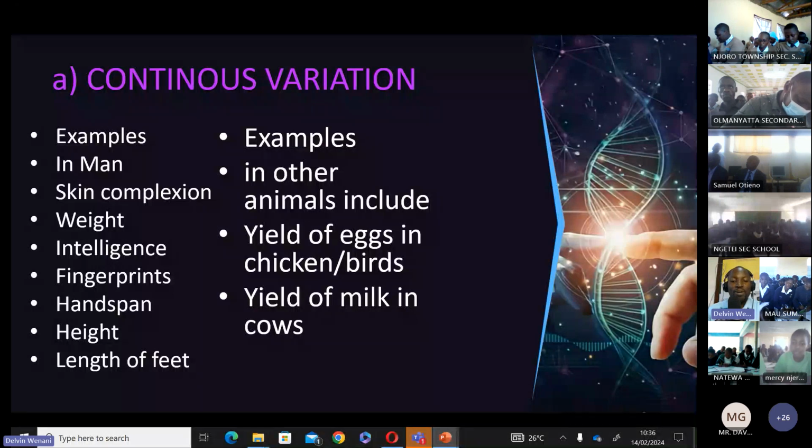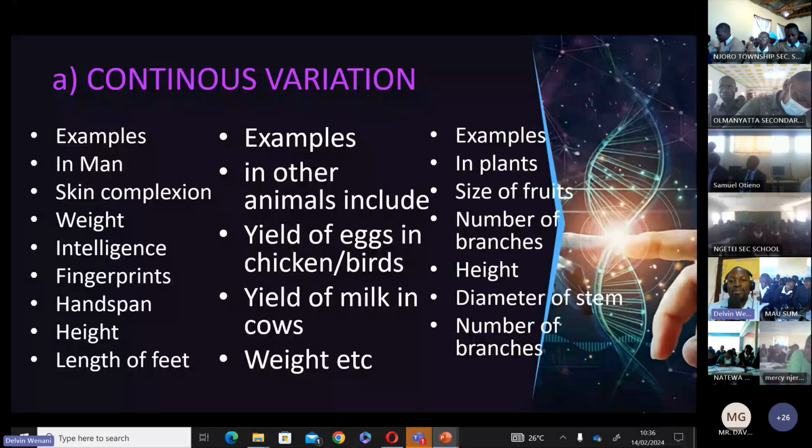Then weight, among the others. Examples in plants, we have size of the fruits, number of branches, height, and diameter of the stem. So these are just examples of continuous variations.